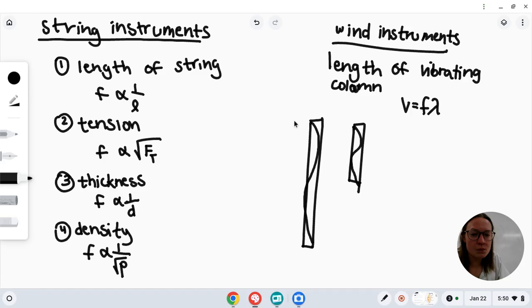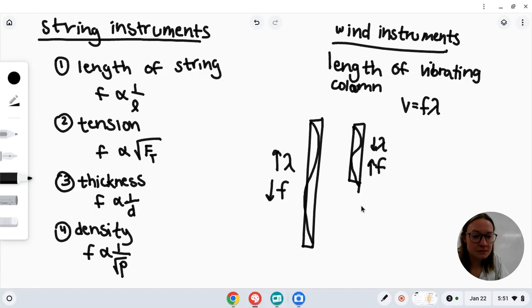The speed of the air moving through the column is going to stay pretty much the same here. So if I have a really big wavelength, if lambda goes up, then my frequency goes down. So long vibrating columns, like this one, will create really low frequency sounds. Meanwhile, small columns like this one have a very small little wavelength that can fit in the short tiny tube, and so you have a much higher frequency as a result.